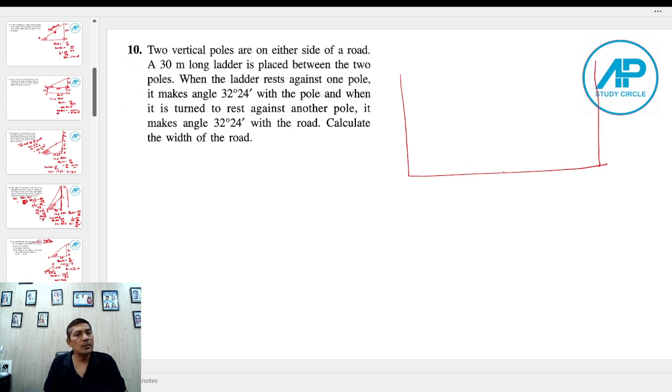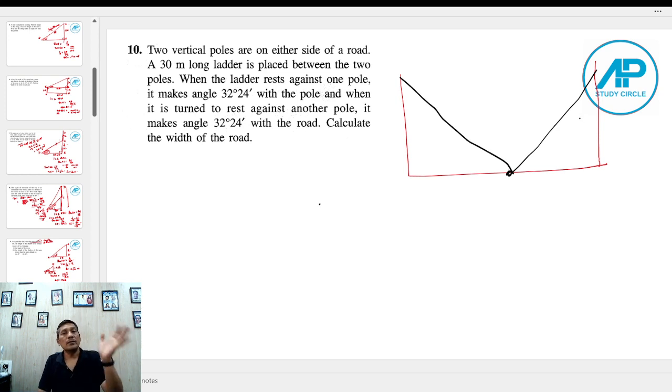A 30-meter long ladder is placed between the two poles. हम एक लैडर लेते हैं जो 30 मीटर की है और उसको हम इन दोनों पोल्स के बीच में रोड पर कहीं पर भी सेटल कर देते हैं. And I am joining one line here and one line here. When the ladder rests against one pole, it makes an angle with the pole.